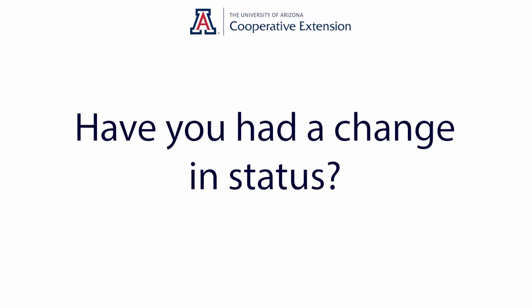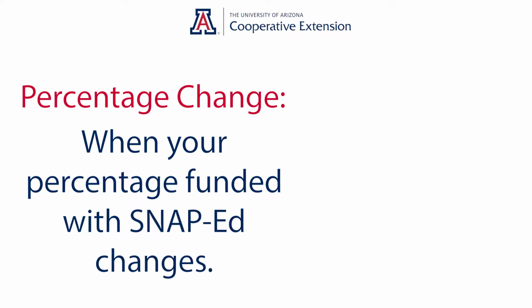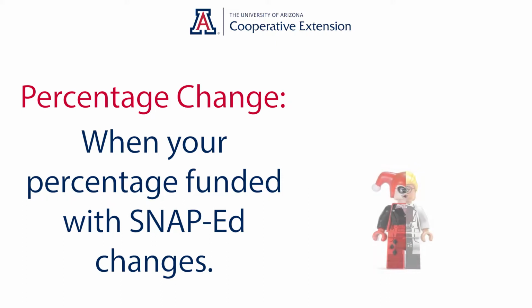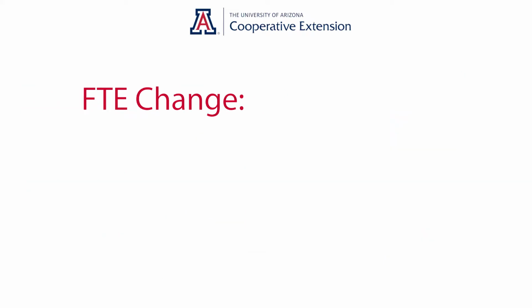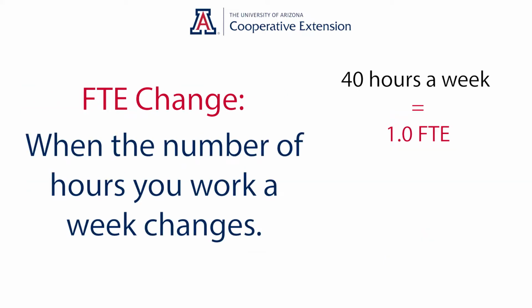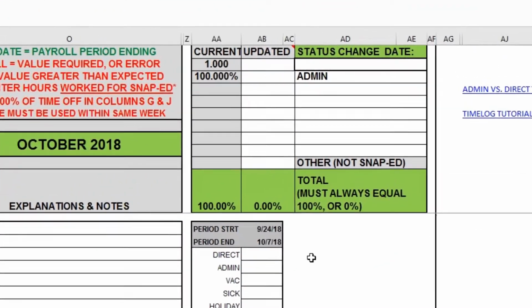Another thing to think about is whether you've had a percentage or FTE change within the program this past month. A percentage change is when the percentage you work with the grant changes, such as if you've changed from working 100% of the time with SnapEd to working 50% of the time with SnapEd and 50% of the time with another grant. An FTE change is when the number of hours you work a week changes, such as if you changed from working 40 hours a week to 30. If you have, go to this box on the right.